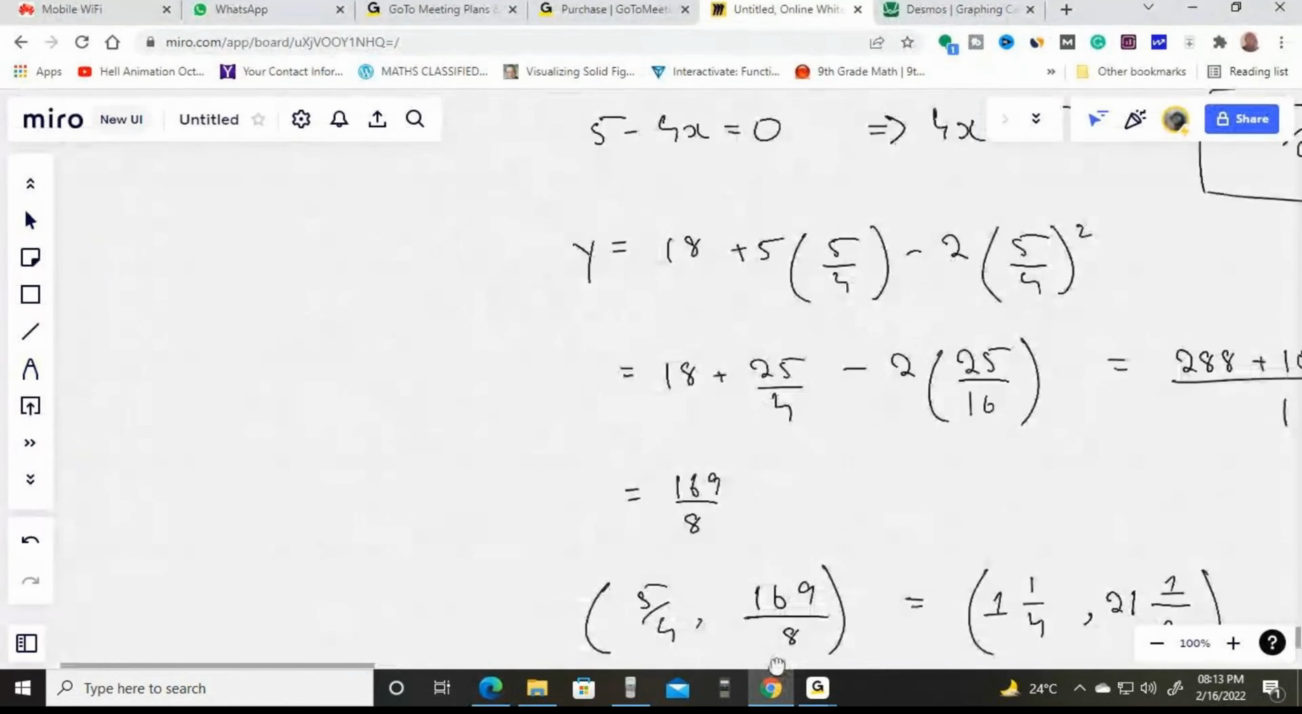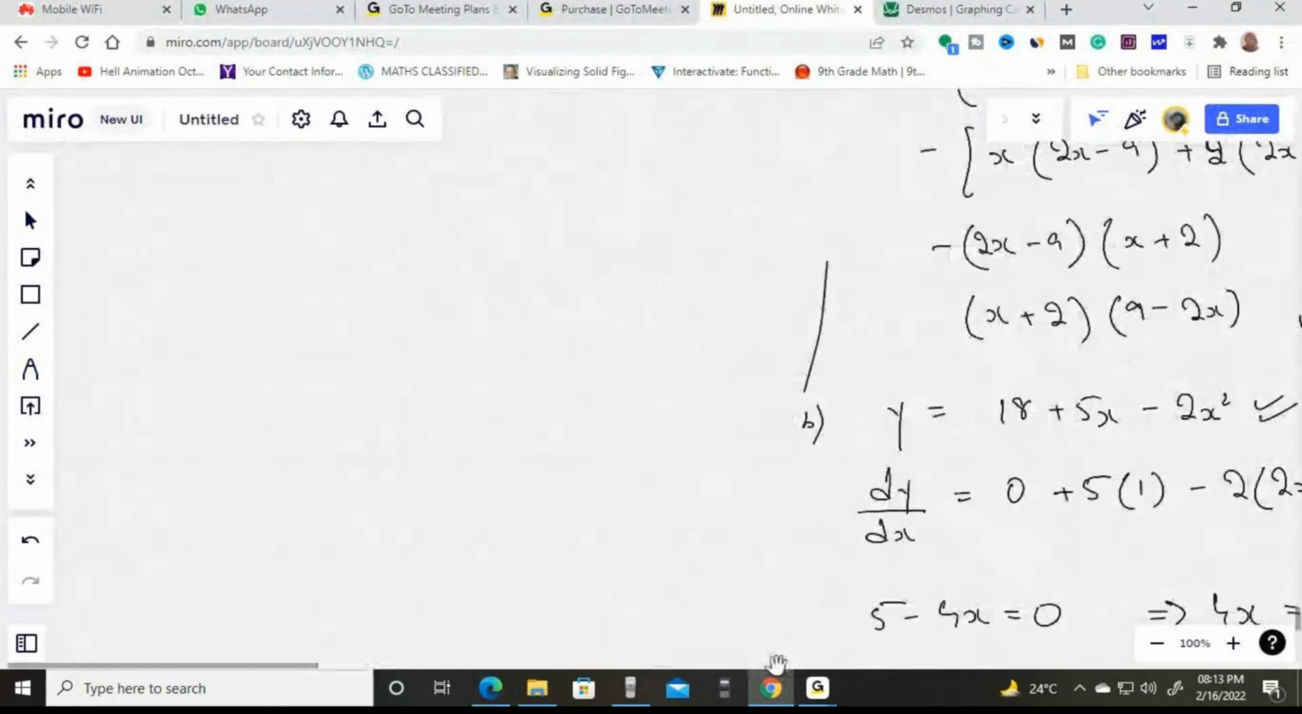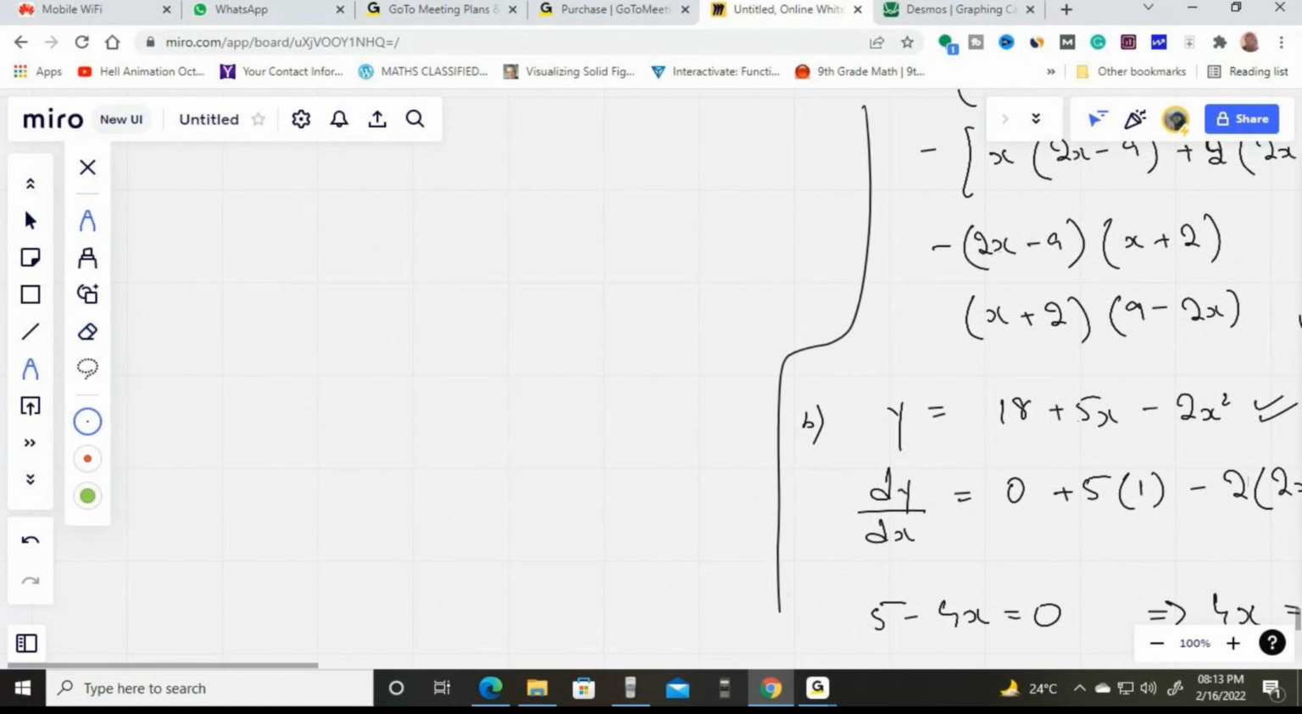Let's come here, where we have taken out these linear factors of the given expression. Vertex or turning point is 5 by 4 and 169 by 8, am I right? I need you to do me a favor. Express these coordinates in terms of decimals. What is it going to give you? 1.25, if I'm not wrong?